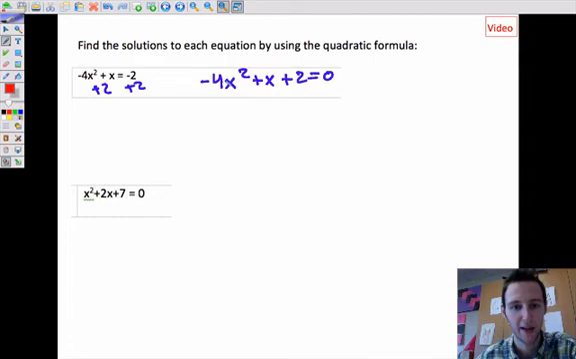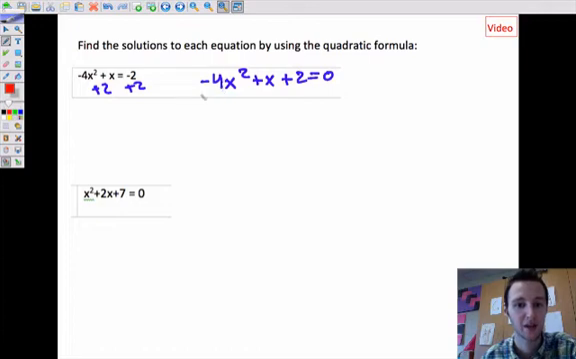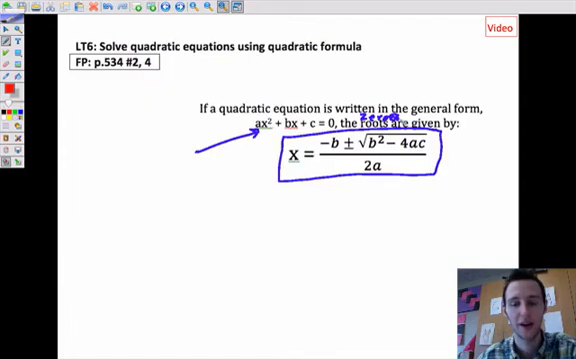Then if we look back at this general ax squared plus bx plus c, we want to find what a is, what b is, and what c is. In this equation, a is the coefficient on x squared, so a equals negative 4. b is the coefficient on just the x term, which is 1. And then c is whatever constant is added on to the end of the equation. So that's 2. Now that we know a, b, and c, all you have to do is just plug them into this quadratic formula right here, and that'll give you your roots.